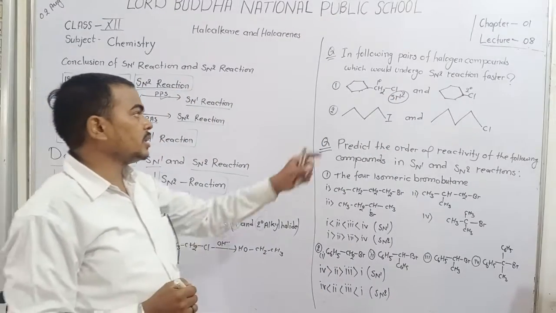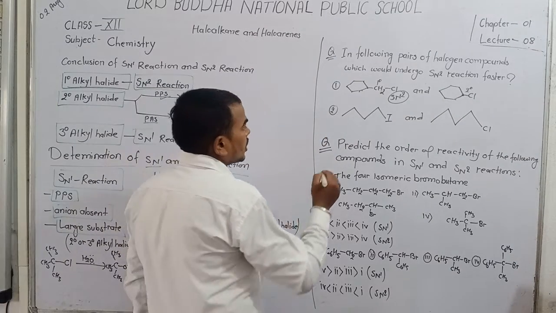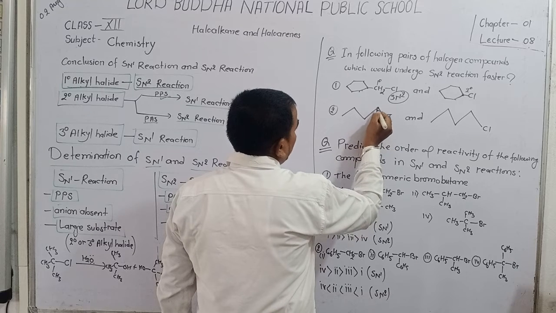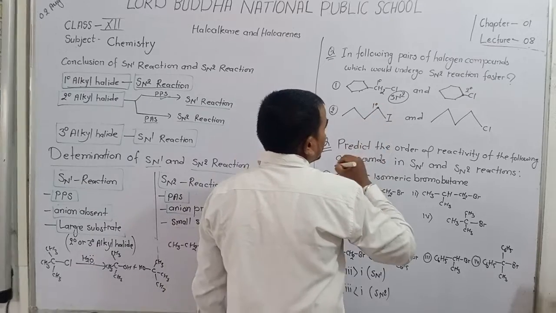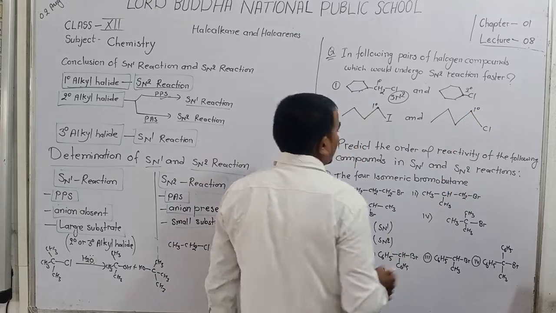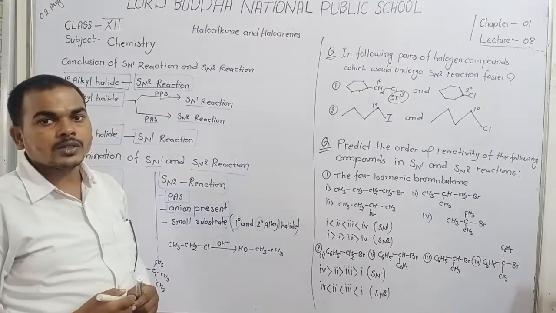Okay, student. Now discuss the second question. In the second question, this halogen is attached with this carbon, and this carbon is attached to one carbon, so it is a 1 degree halide. Here too the carbon is attached with a single carbon, that is a 1 degree halide. Let's note that both halides are 1 degree alkyl halides.